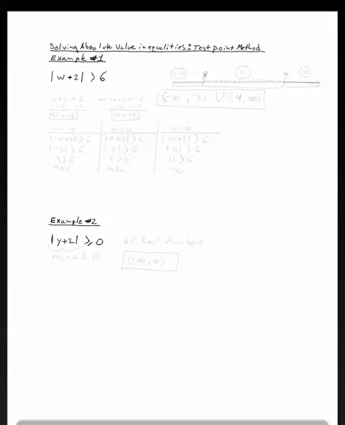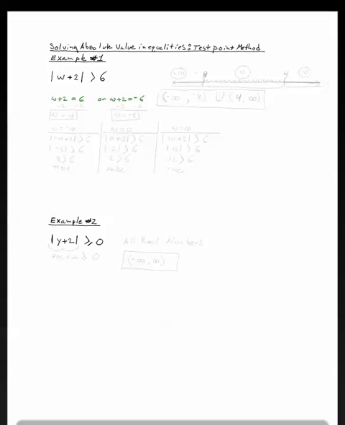Alright, so solving absolute value inequalities by the test point method. In our first example, we have the absolute value of w plus 2 is greater than 6. To use the test point method, the first thing we do is ignore the inequality and set up the two equations. So just pretend that there's an equal sign there. So we would have w plus 2 equals 6, or w plus 2 equals negative 6.